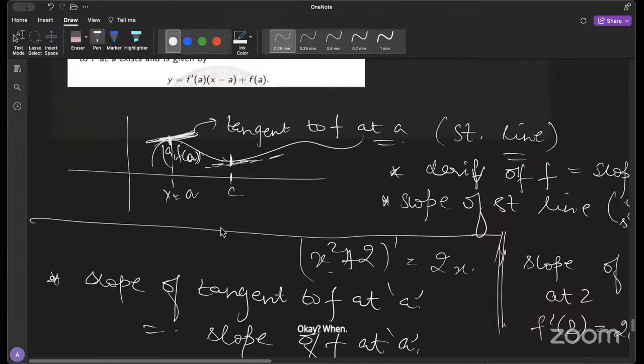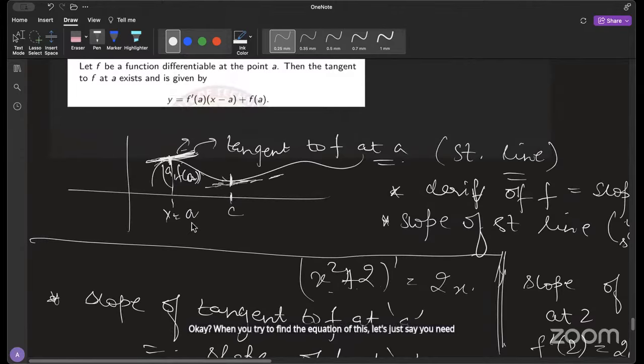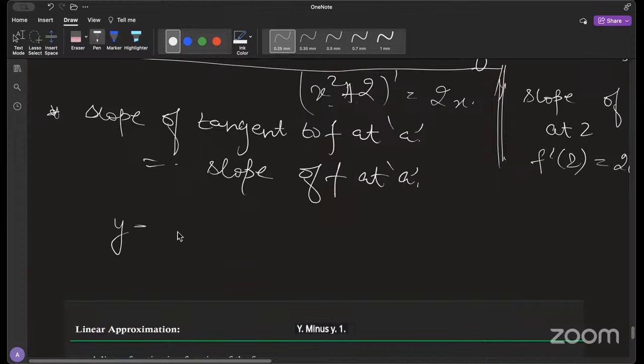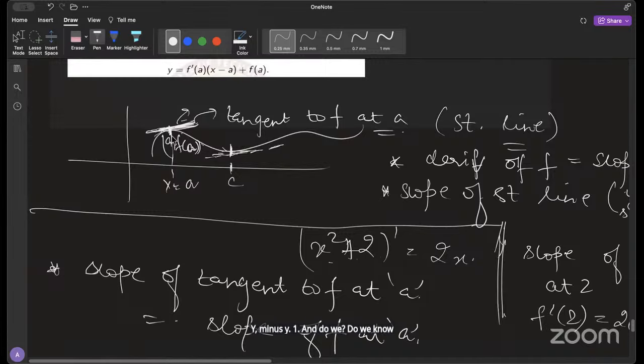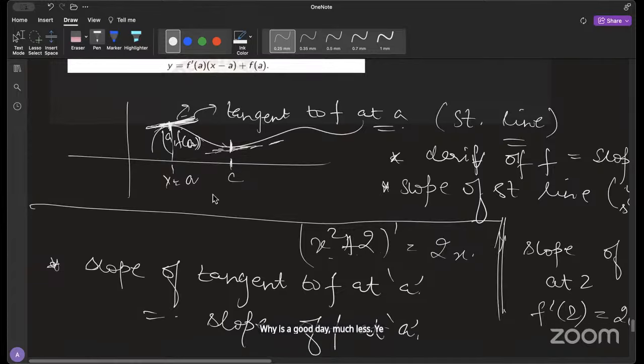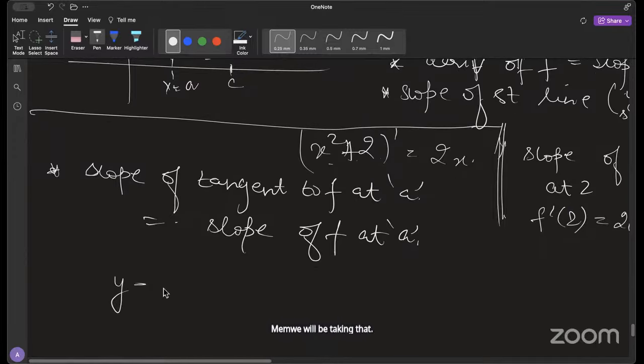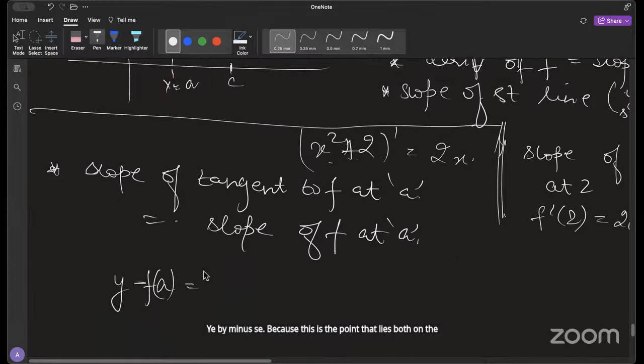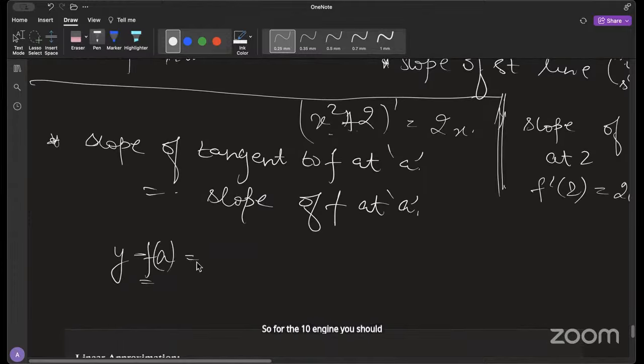When you try to find the equation of this line, how do you find the equation of a straight line? y minus y1 equals m times x minus x1. And do we know a point on this? What point should we be taking? For the tangent, you should be taking the point that lies both on the curve and the straight line, right? So y minus f(a) equals m times x minus a, where m is the slope.